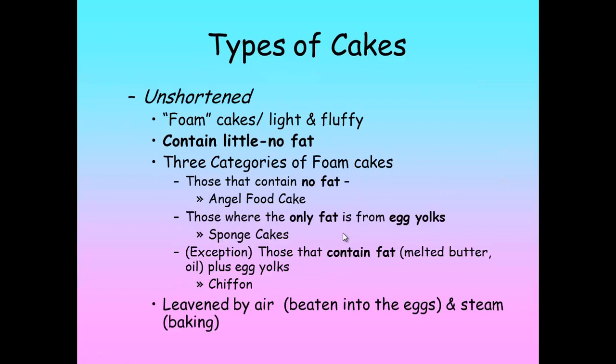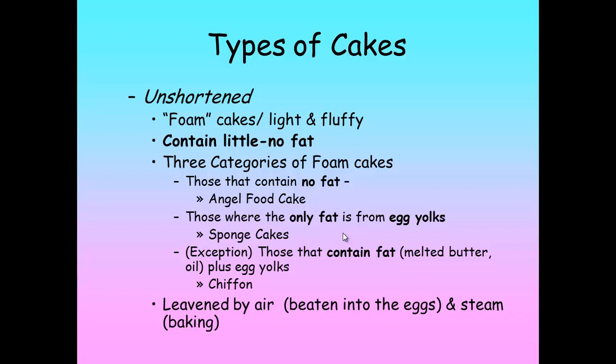The next group of cakes is your unshortened cakes. This is also called foam cakes, and the characteristic is they're very light and fluffy. Another characteristic is they contain little to no fat. There are 3 categories of foam cakes. The first one contains absolutely no fat, and an example would be an angel food cake. We're going to be making a chocolate angel food cake in class.